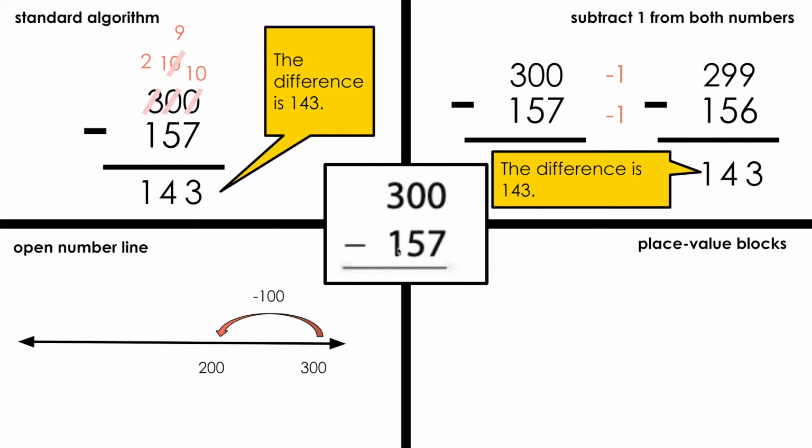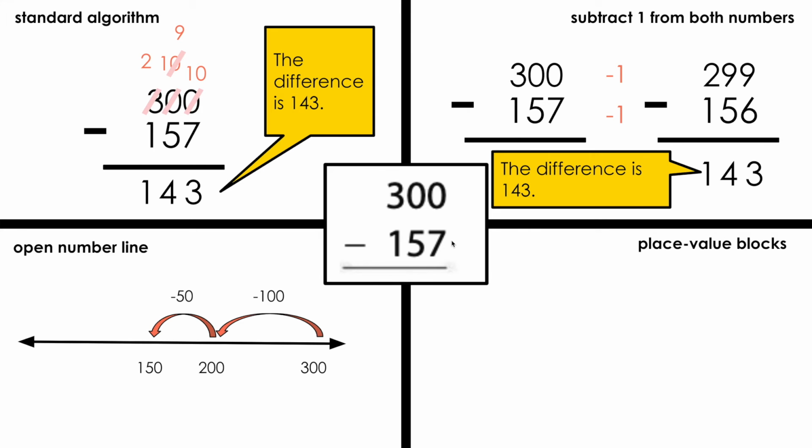Now that we've subtracted the hundreds, we can subtract the 5 tens, which is 50. 200, and let's subtract 50. We know that would give us 150. We've subtracted the hundreds, the tens. Now we can subtract 7 ones.